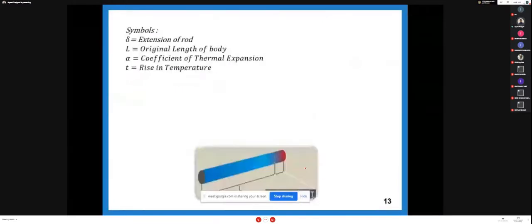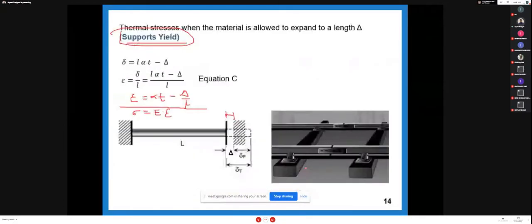Another equation you can notice here is this one. Here you can notice some gap is given, that is delta, or you can also read here that the support is yielded. Okay, so this is the case when some gaps are given, or the support may yield up to some certain delta value. You can see this is the natural expansion equation. Delta is equal to L alpha T minus this gap. This gap is delta. So small delta L is nothing but this one.